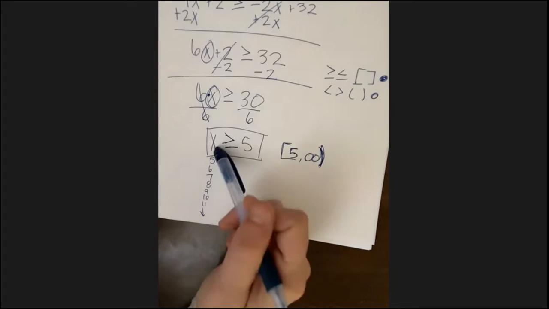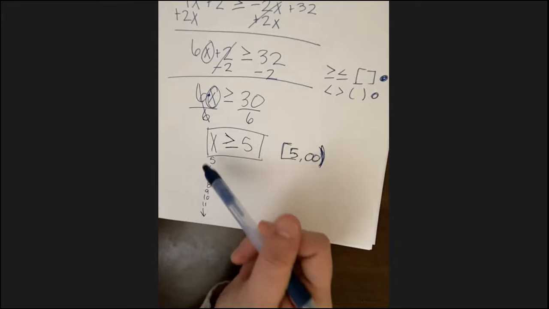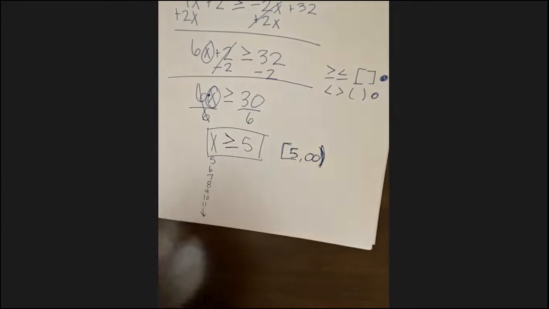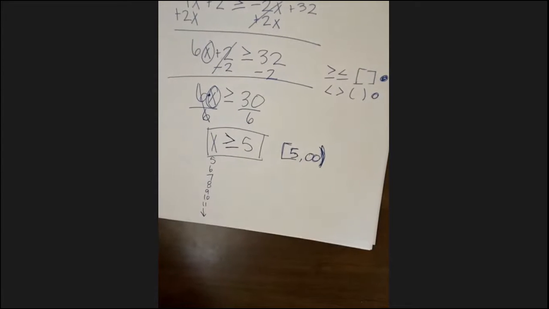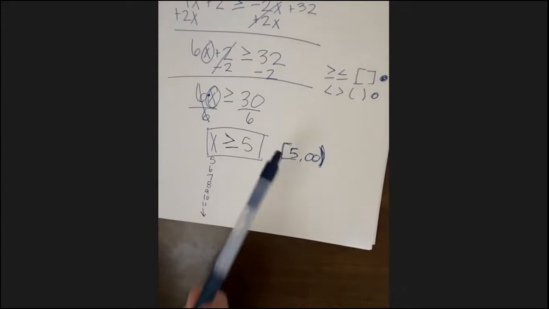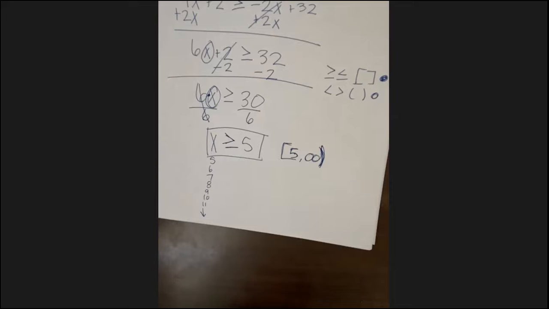But any numbers make this true. 5, 6, 7, like I said, 100, and someone said 75, 180, a million. A million is greater than 5, right? I'd rather have $1 million than $5, I'll tell you that much. So that's the interval notation, 5, and it goes on into infinity.